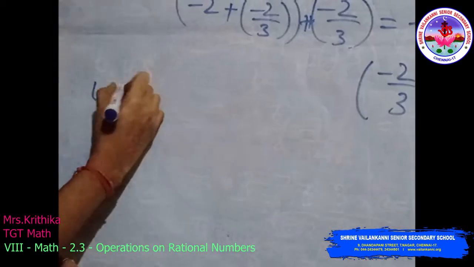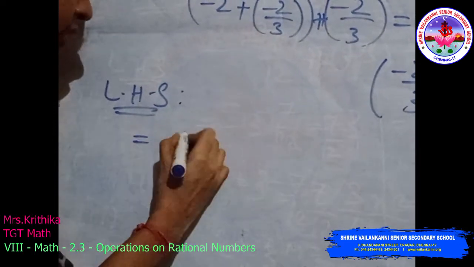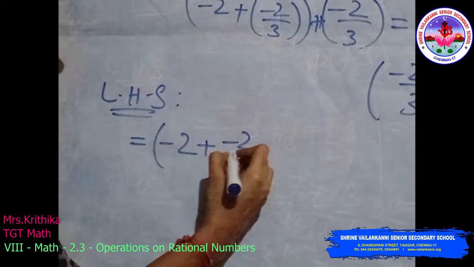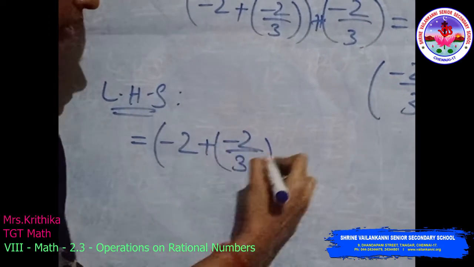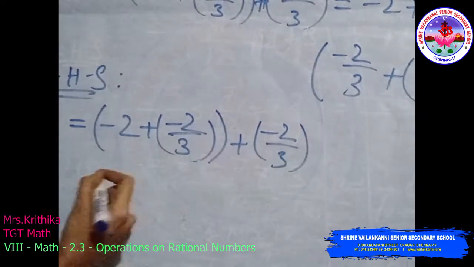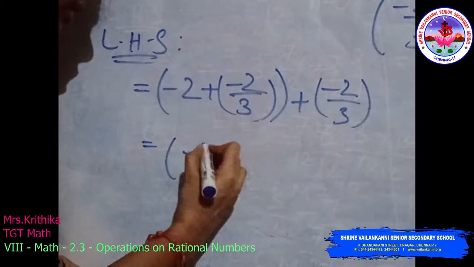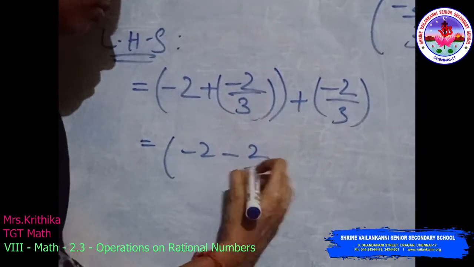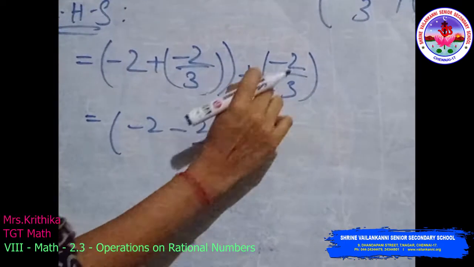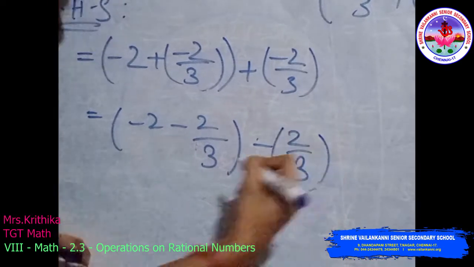Taking LHS. The value is -2 plus -2/3 plus -2/3. Here positive into negative, -2, -2/3 plus, here also positive into negative, -2/3.